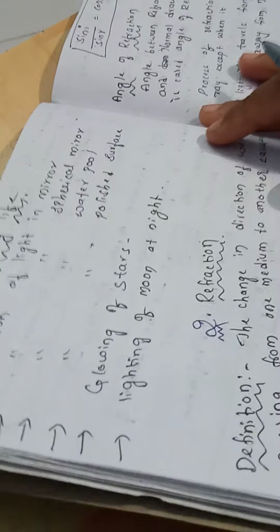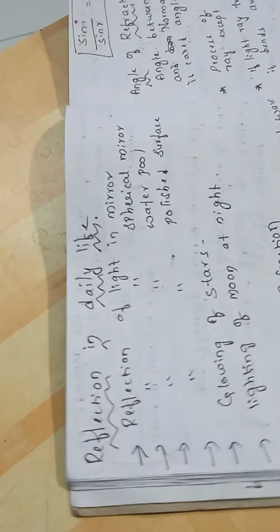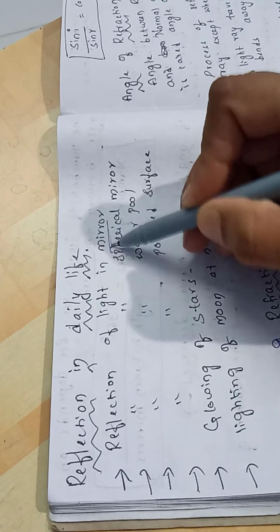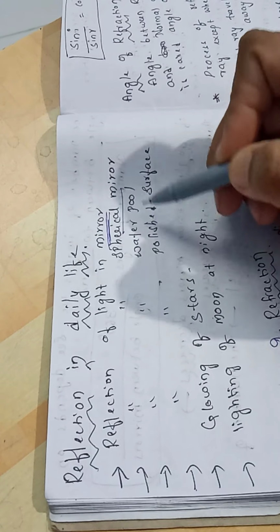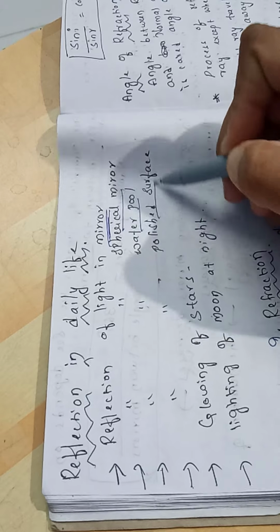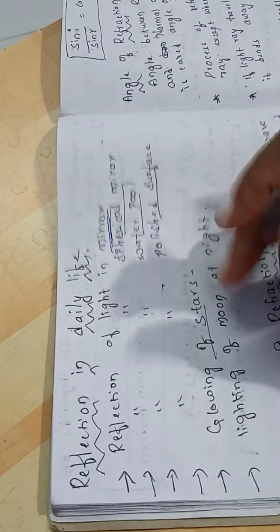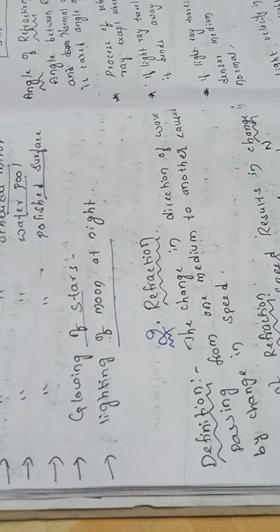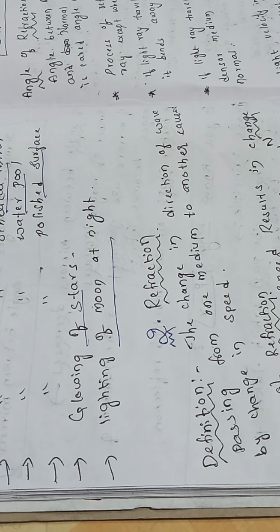Now next, some applications of reflection in daily life. Reflection we see in mirrors, spherical mirrors, water pools, polished surfaces. The glowing of stars is only due to the reflection of light, and the lighting of the moon at night is due to reflection of light.